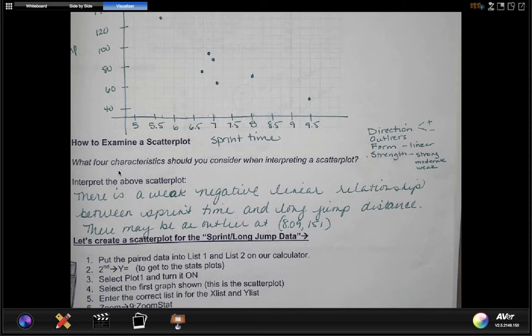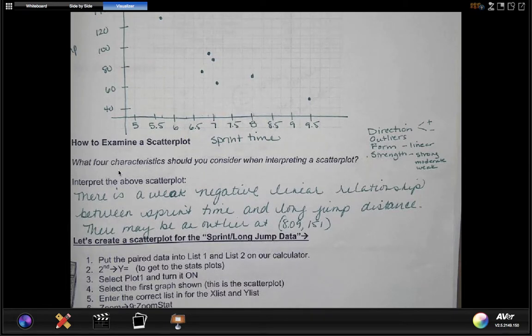Again, if you wanted to say a moderate, that would be fine because it's really not that clear. If you said strong, I might question that. Again, you want to have context there. So there's a weak, negative, linear relationship between sprint time and long jump distance. There may be an outlier. So like I said, there may be an outlier up there.